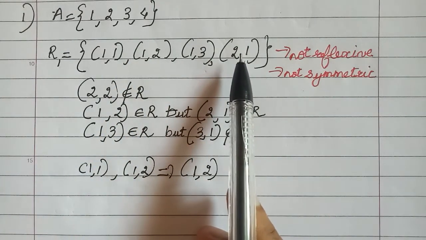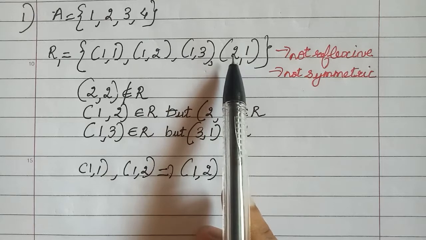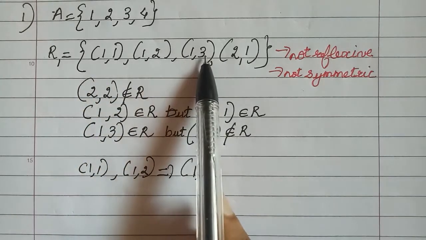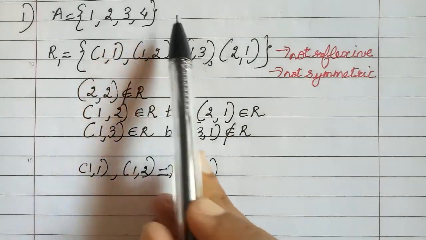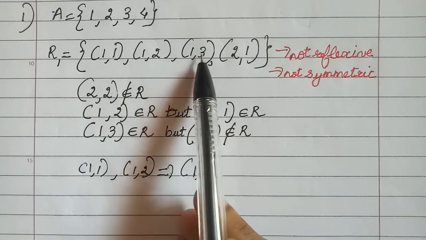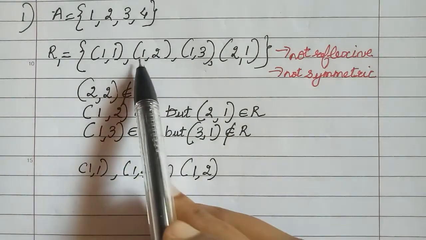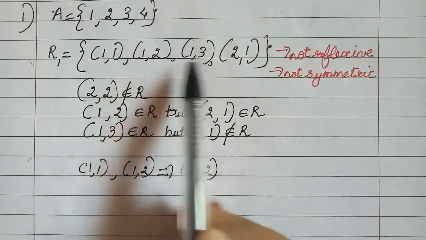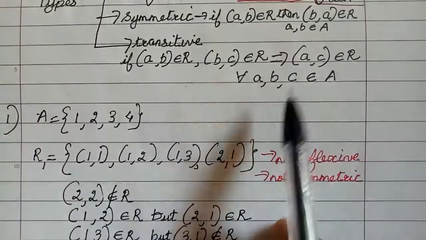Now if I take (1,1) and (1,3), of the type (A,B) and (B,C), you can see that (1,3) is again here. Now children, I can't take (1,2) and (2,1). Can I take (1,2) and (2,1)? No, it will be of the type (A,B) and (B,A), so that will become the condition of symmetric.